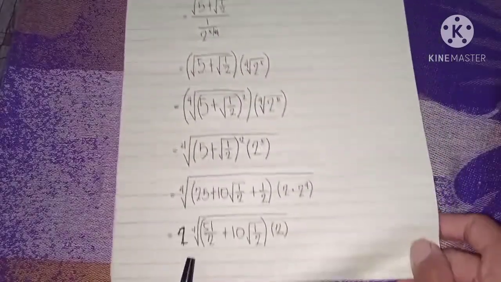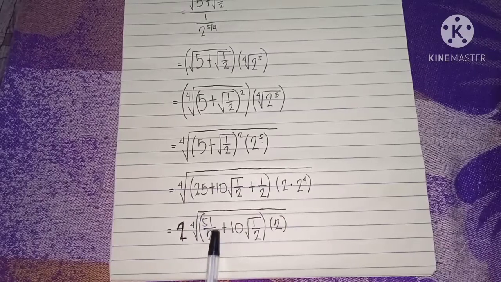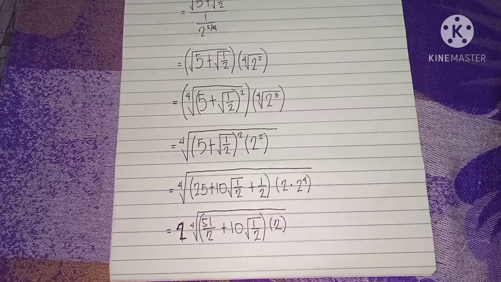2 4th root of 51 over 2 plus 10 square root of 1/2, quantity times 2. 51 over 2 because we just added the 25 and the 1/2.